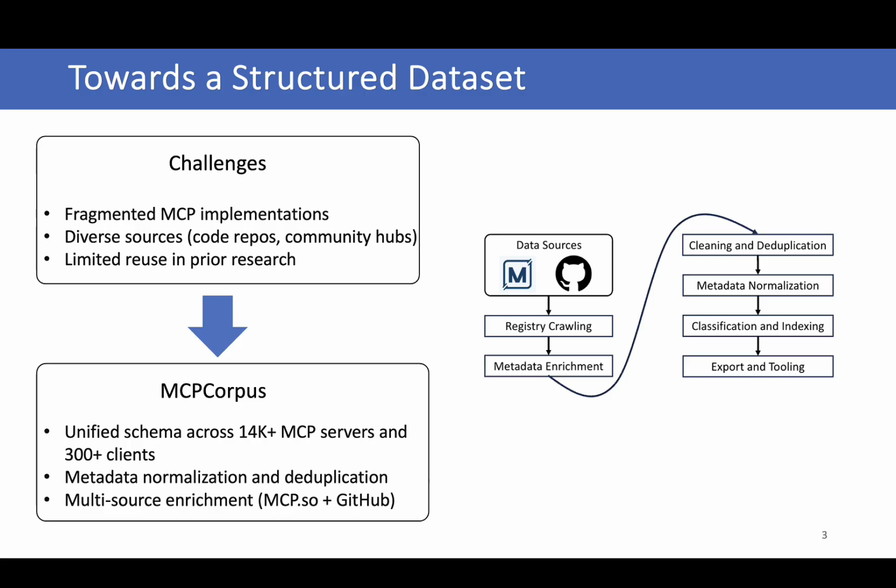To address this, we designed a multi-stage pipeline that aggregates and unifies MCP artifacts. We combined data from MCP registries and GitHub, applied schema normalization, filtered out invalid entries, and deduplicated overlapping records. The result is MCP Corpus, a consistent and scalable dataset covering more than 14,000 MCP servers and 300 clients.